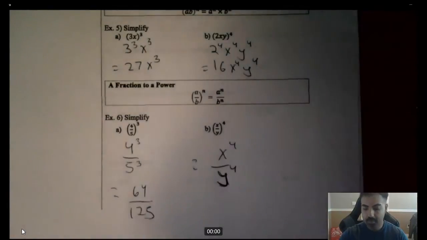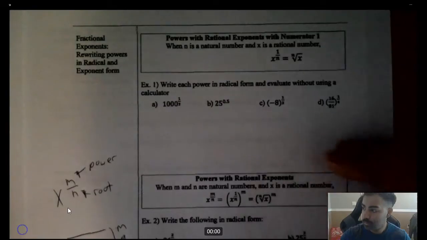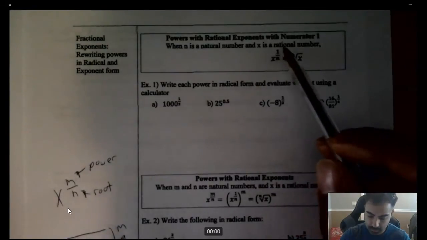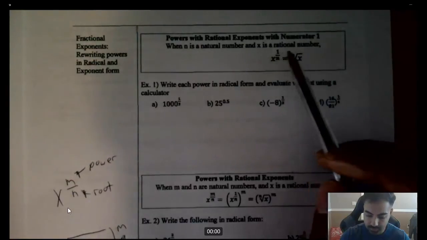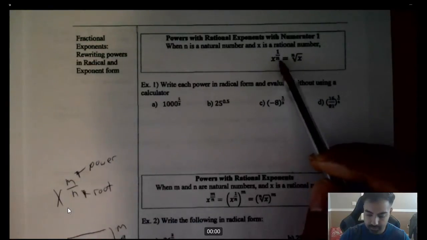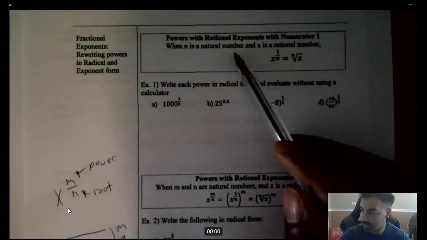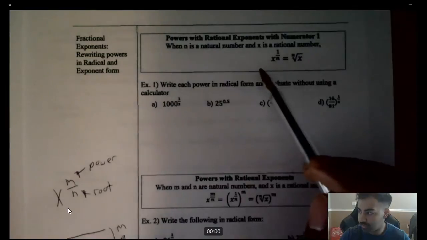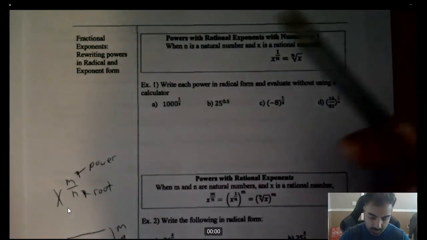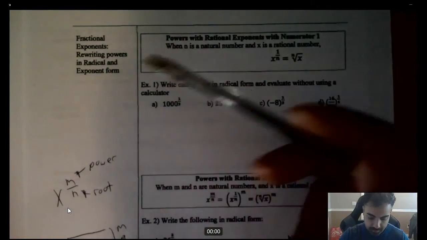Okay, good. Next page. Okay, powers with exponents that have a numerator of 1. So over here, numerator 1, your base. And this n here is your root. Okay, and in this case, we're talking only about natural numbers. So we're not going to look at fractions in a fraction or anything like that. Fractional exponents, rewriting powers in radical form and exponent form.